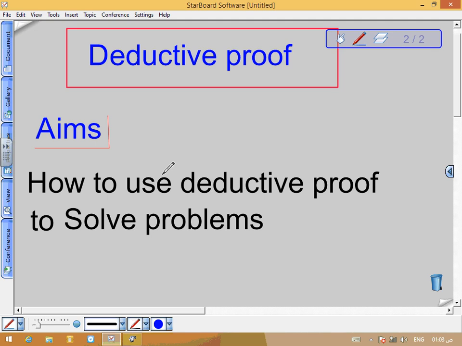Our lesson today is talking about something called deductive proof. In this lesson, we will learn how to use deductive proof to solve any problem.